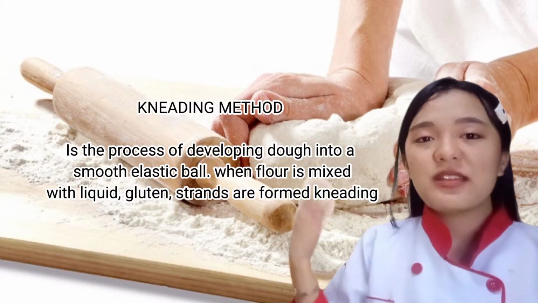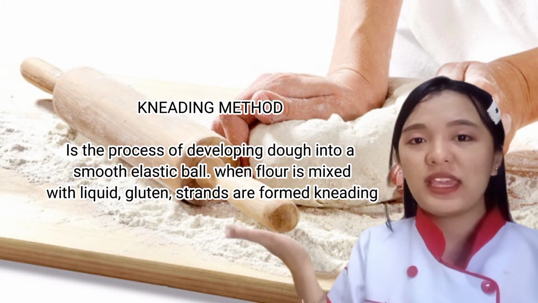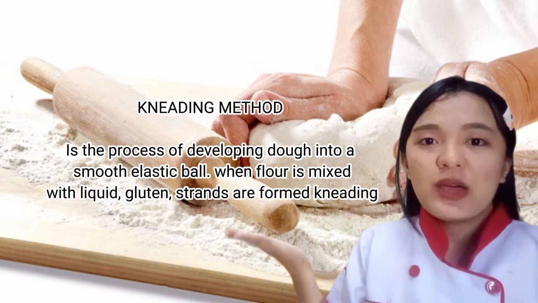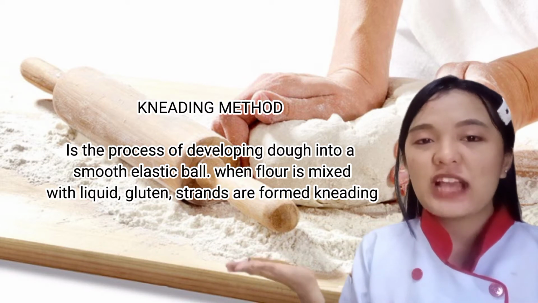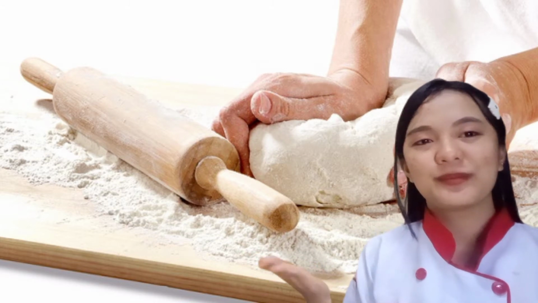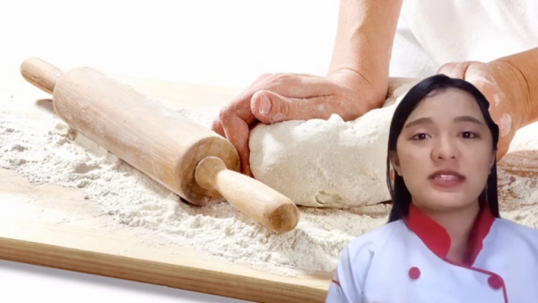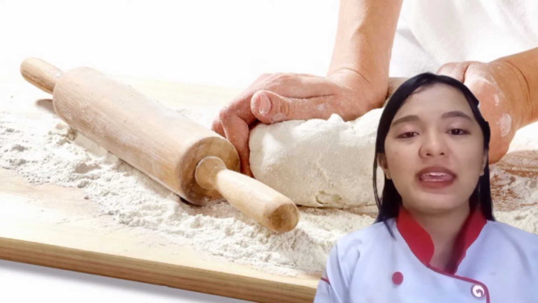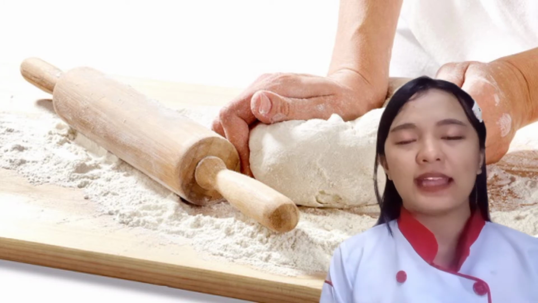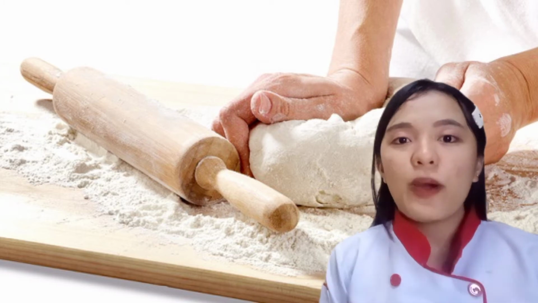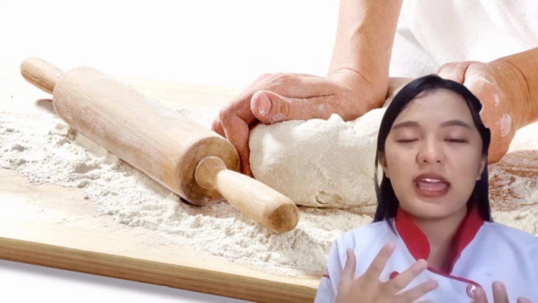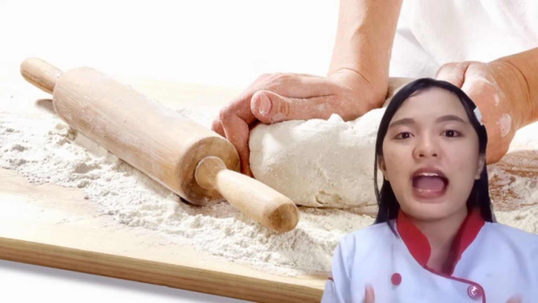Kneading method is the process of developing dough into a smooth elastic ball. When flour is mixed with the liquid, gluten strands are formed by kneading. The kneading method develops the gluten by making it stronger and more elastic for better volume and gas retention, while developed gluten allows the yeast dough to stretch and expand as it rises.